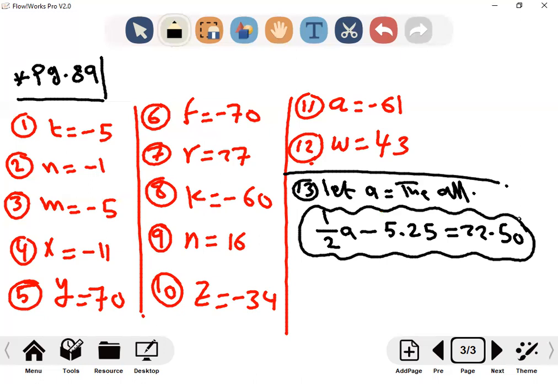Now we need to solve the equation to find the value of A. How do we solve it? Yesterday we said in the two-step equation, the direct one, we get rid of negative or positive, then we divide or multiply. So here the first step, I need to get rid of negative 5.25 by adding 5.25 to both sides.